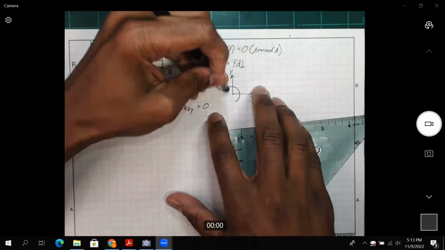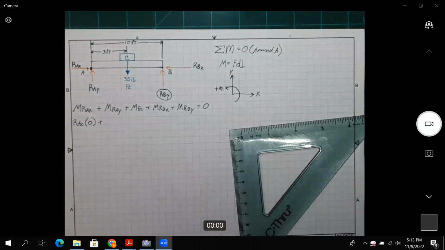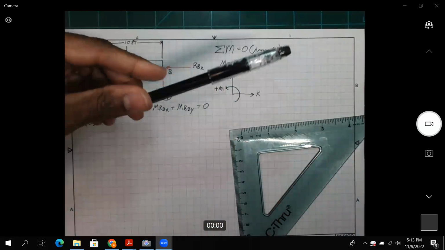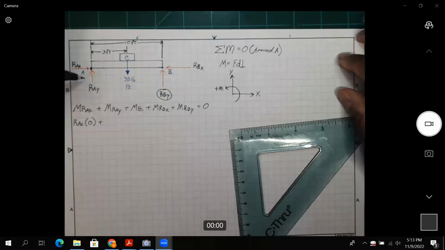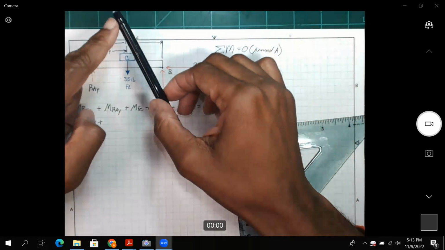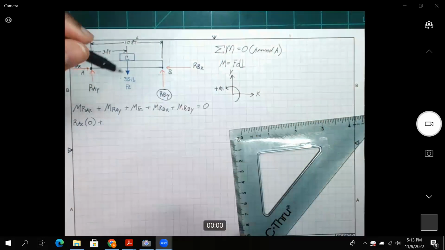Let's draw this differently. So a positive moment is going counterclockwise, okay? Negative moments are going in a clockwise direction, okay? So with that being said, we have RAY, and it's pushing up at this beam. So if it's pushing this beam this way, this is a clockwise moment. So a clockwise moment is negative, right?